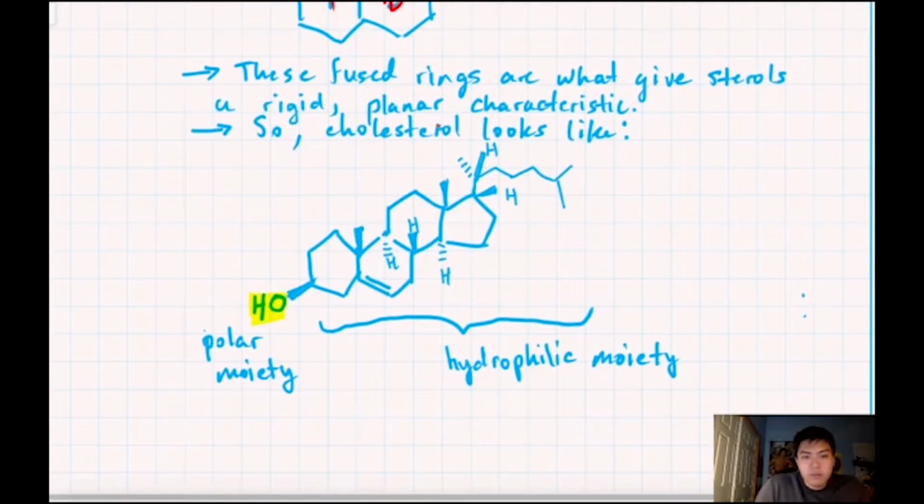These fused rings are going to give sterol a planar, so flat, and rigid structure. Cholesterol is just a derivative of a sterol, and this is what it looks like. Know how to draw it or recognize it. The OH is the polar moiety, and then everything else is the hydrophobic moiety.